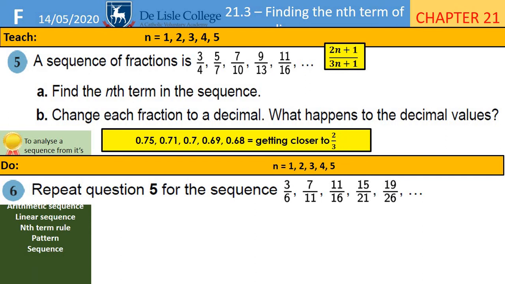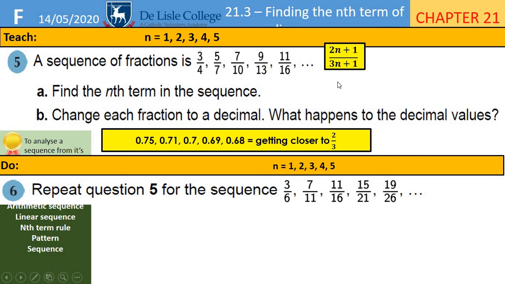Well, why is that important? Why should you know that? Well, if we were to cancel down our nth term rules, the plus 1 and the plus 1 cancel each other out, and the n and the n cancel each other out, and you're left with just 2/3. Well, that's what we're getting closer to here.